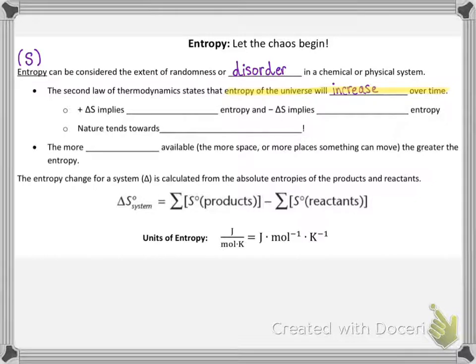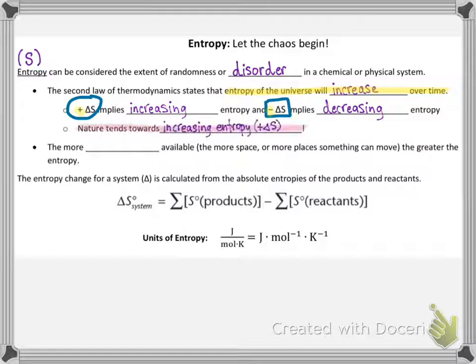Entropy is represented by the letter S, so delta S is a change in entropy. A positive delta S implies that there's increasing entropy, more chaos. A negative delta S implies decreasing entropy. And as the second law of thermodynamics states, nature tends towards increasing entropy. In chemistry, we talk about positional entropy. So the more positions available, the more space or the more places something can move, the greater the entropy will be.